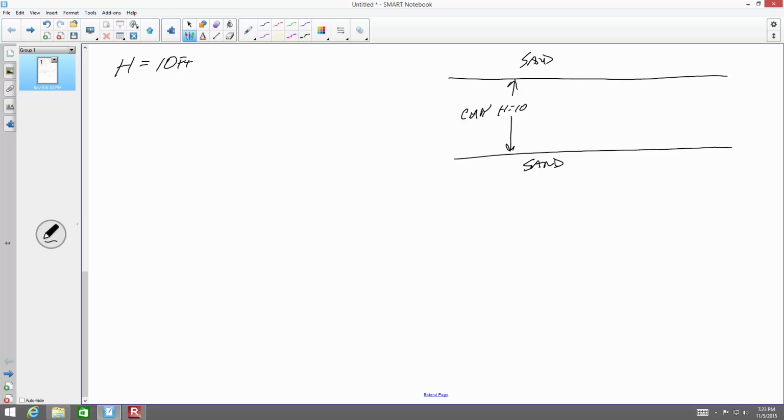It is predicted that the total settlement will be 2 inches. So we do the math, calculate it's going to be total of 2 inches under the stress increase of a foundation load. The coefficient of consolidation, C sub V, is 0.03 feet squared per day.